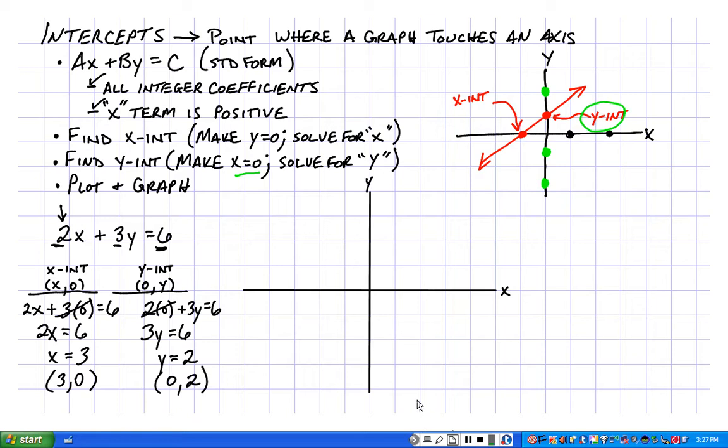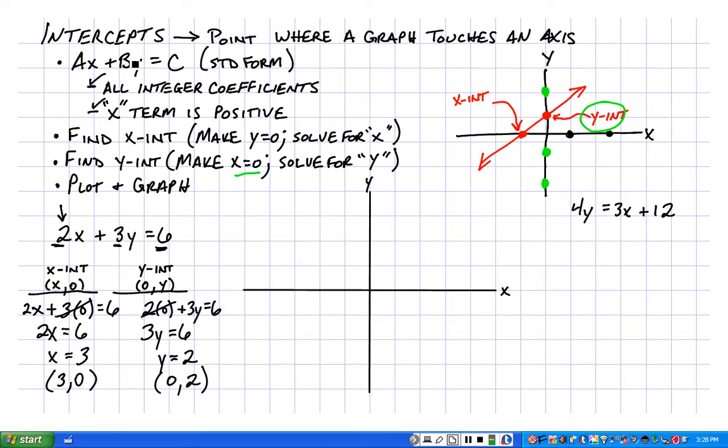Alright, so now let's try 4y equals 3x plus 12. So 4y equals 3x plus 12, and we want to graph this equation using intercepts.